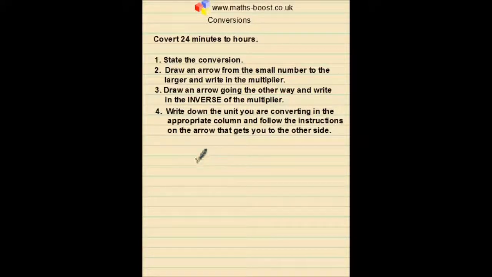Step 1 will state the conversion. We'll draw an arrow from the small number to the larger and write in our multiplier. What have I had to multiply 1 by to get to 60? Step 3, I'll draw an arrow going in the other direction and write the inverse of times 60, which is divided by 60. Write down the unit I am converting in the appropriate column, so it's 24 minutes. And 24 divided by 60.